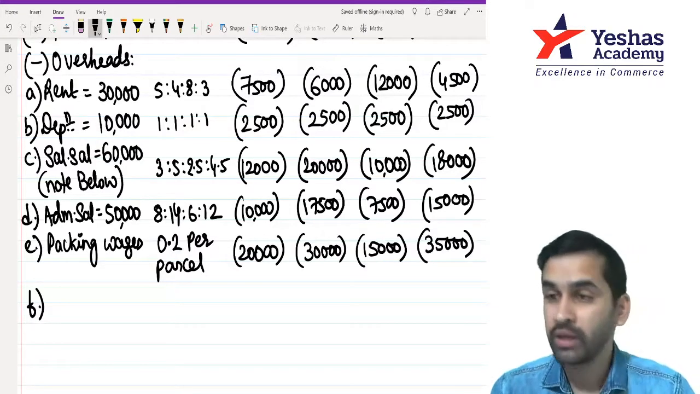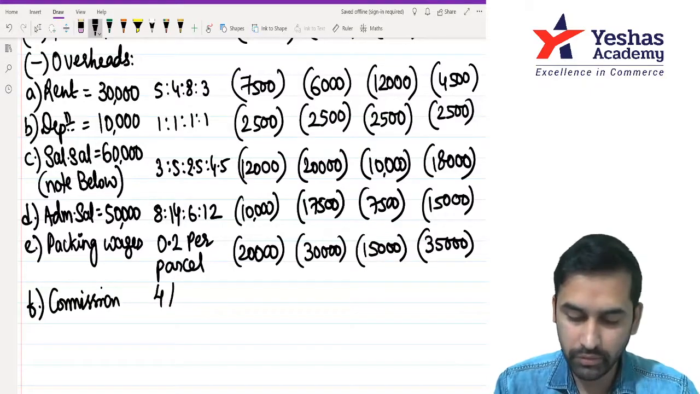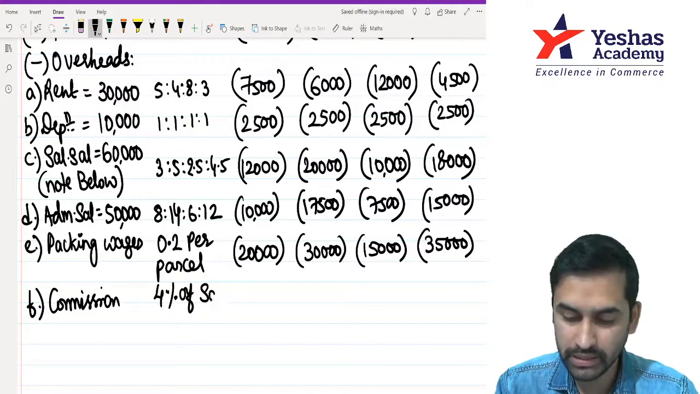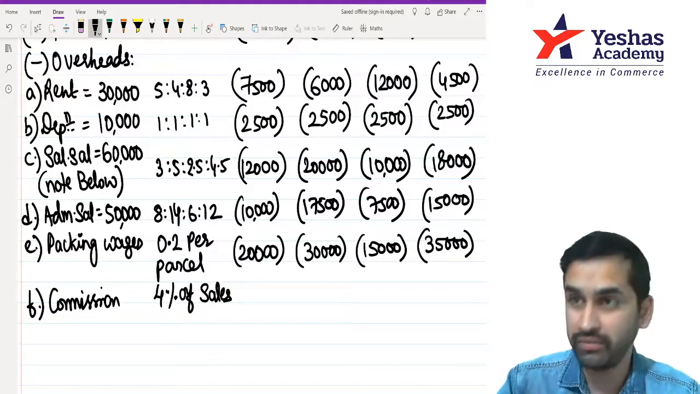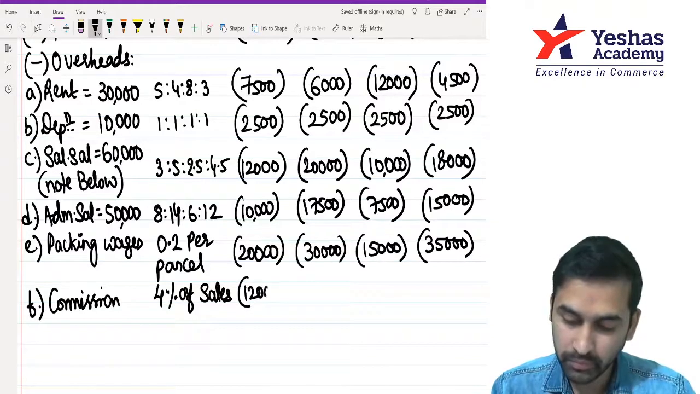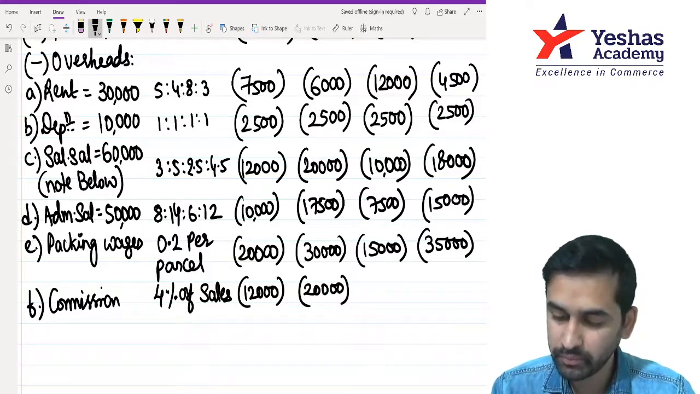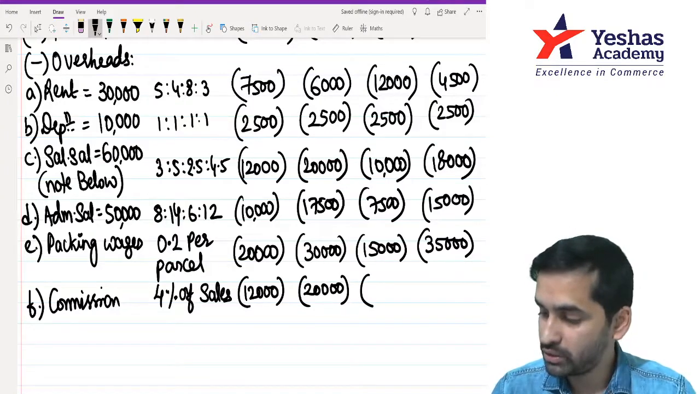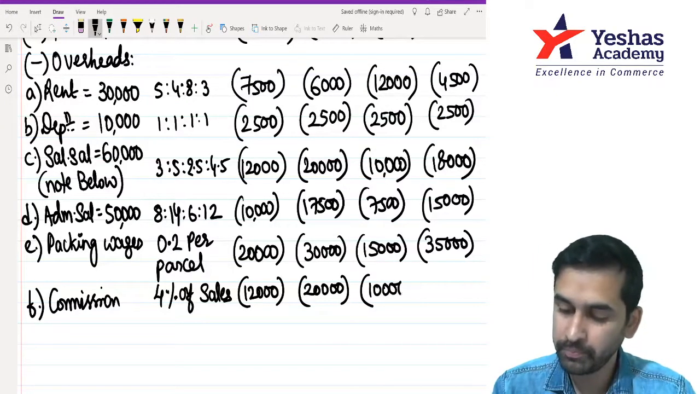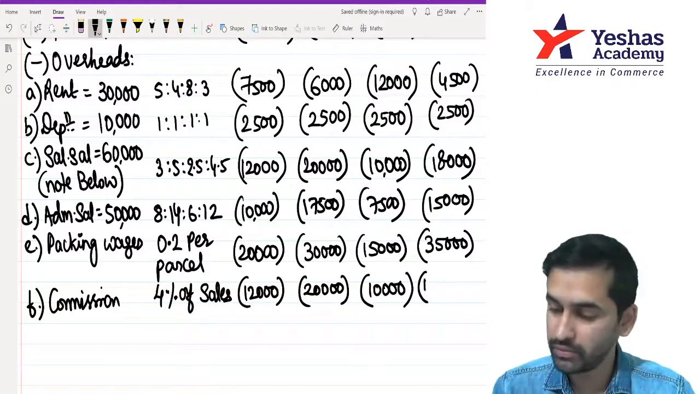Next, commission, clearly given 4% of sales. So whatever sales number that you have in the first table, first item, 3 lakh rupee, on that 4%, 12,000. 5 lakh into 4%, 20,000, 2,50,000 into 4%, 10,000. Last one, 4,50,000 into 4%, 18,000.